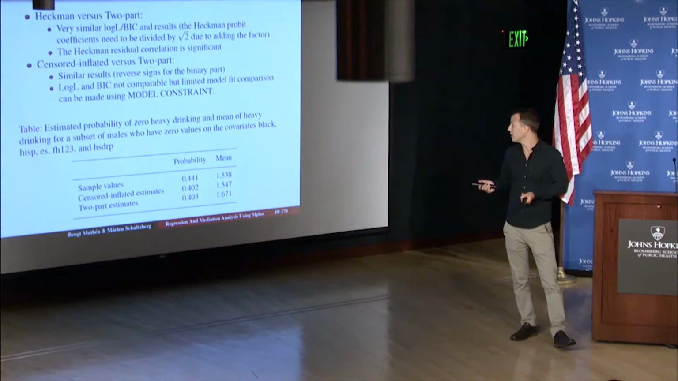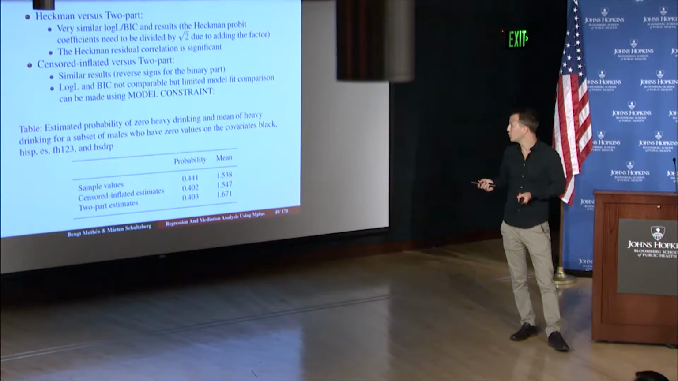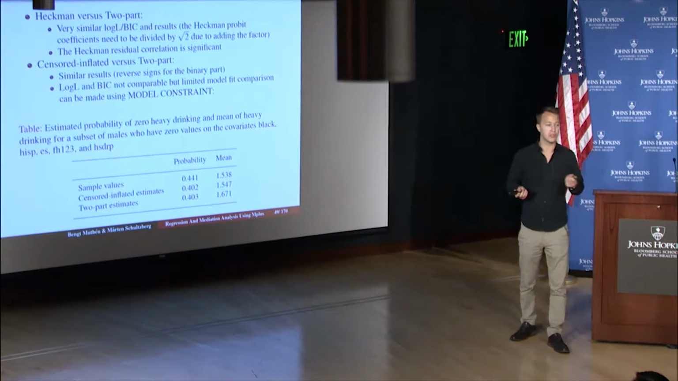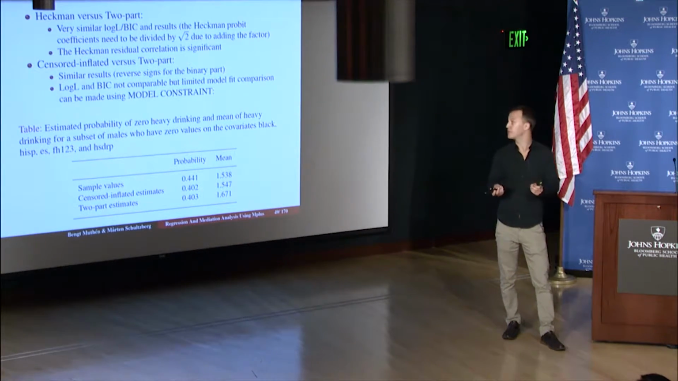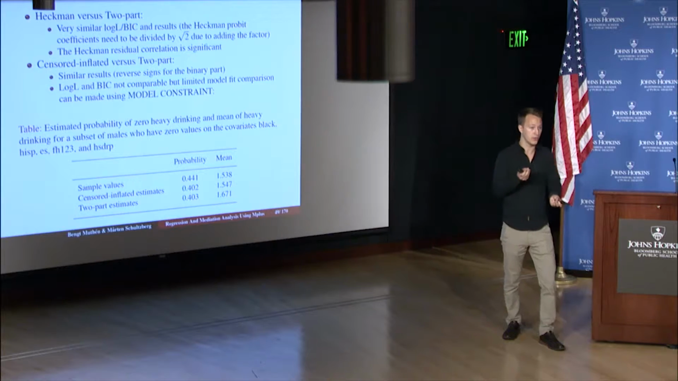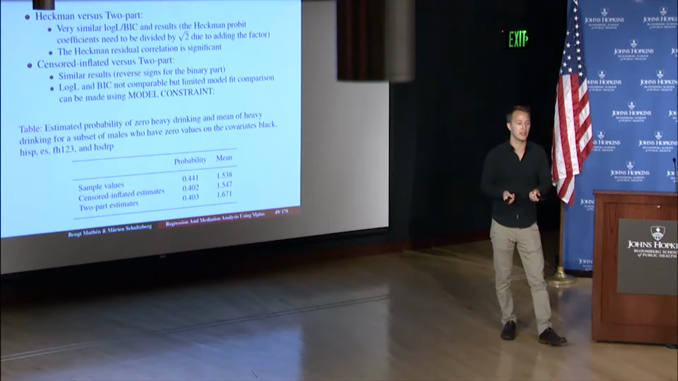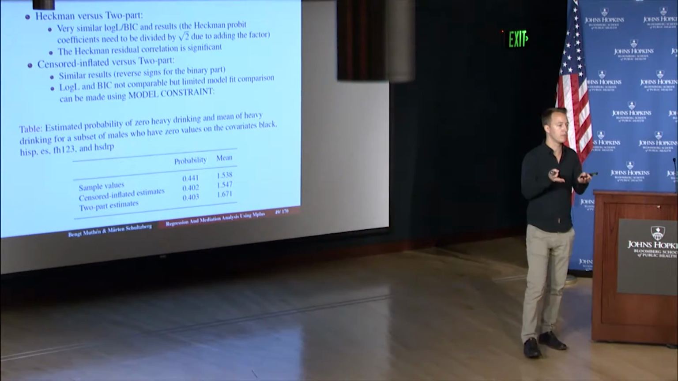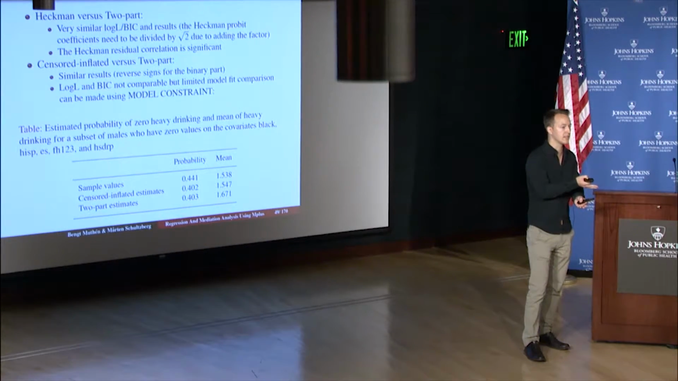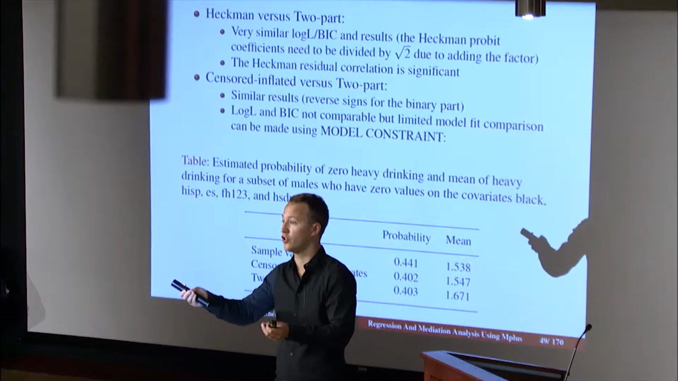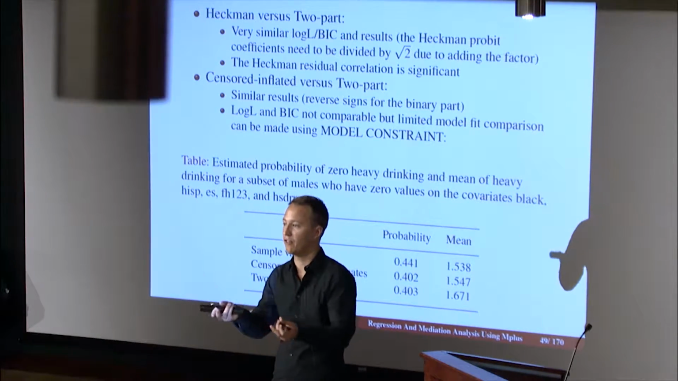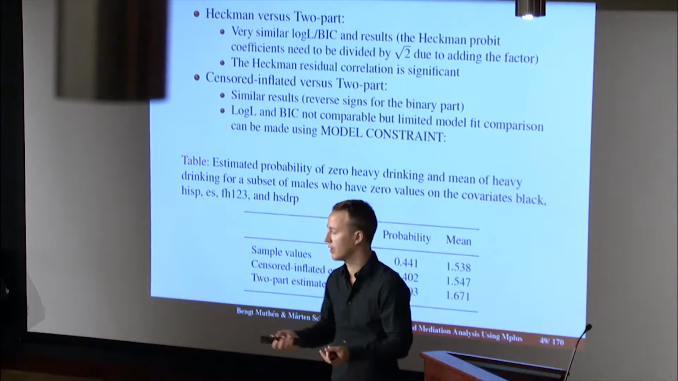And if we want to compare then the censored inflated versus the 2-part, they have similar results. One thing that you will see if you look at this is that the signs are flipped for being at 0 or not. And that's reasonable because in the inflation model, we model the probability of being in the 0 class. But in the 2-part and the Heckman model, we model the probability of being larger than 0. So we should have flipped signs if the models agree.